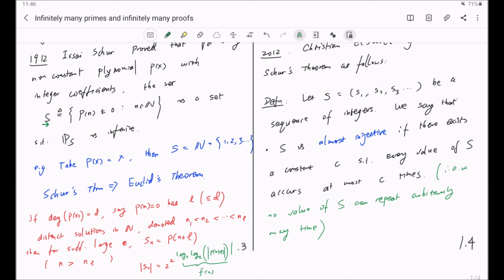Actually, when you take this S, you don't have to choose those polynomials whose values are non-zero. You can include zeros in here. In that case, its conclusion will be trivial, because there are infinitely many different primes that divide 0. That case would be trivial. That might be why Schur wanted to exclude that case from this theorem.